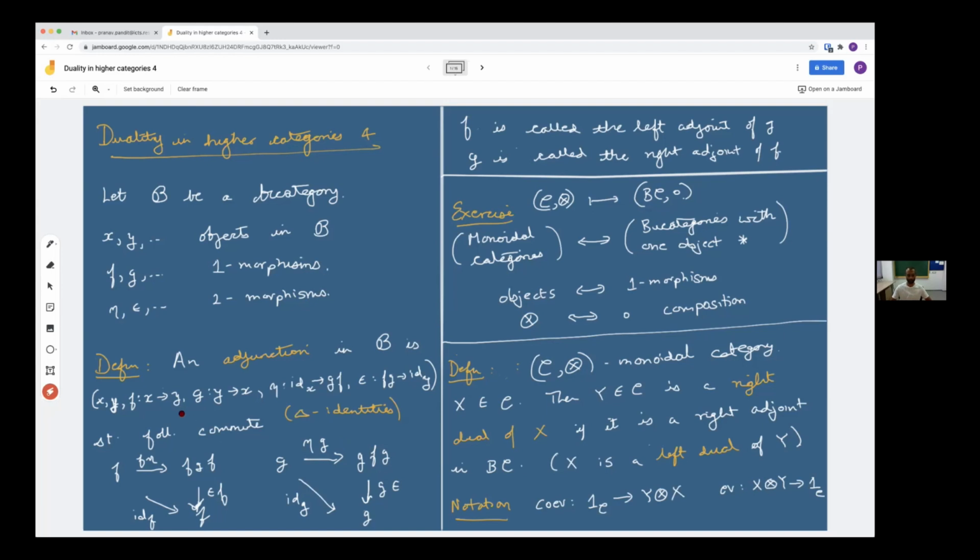So in this situation, you call this entire data an adjunction, and you say that F is a left adjoint to G and G is a right adjoint to F.